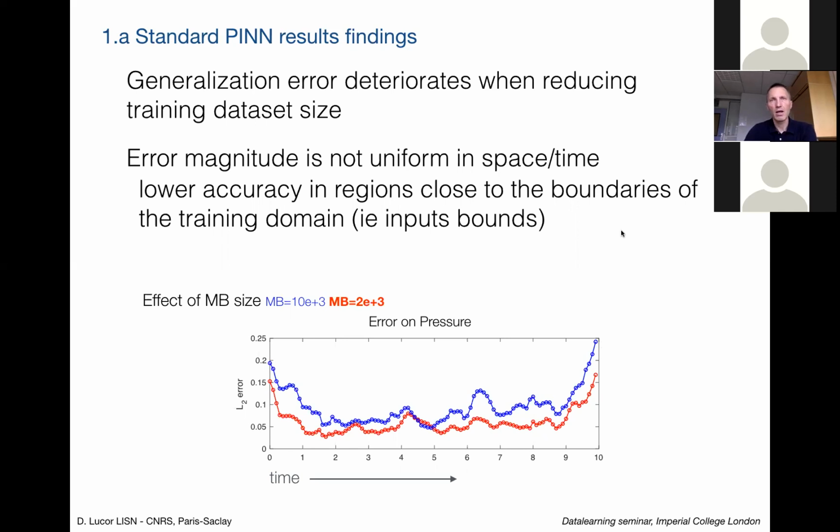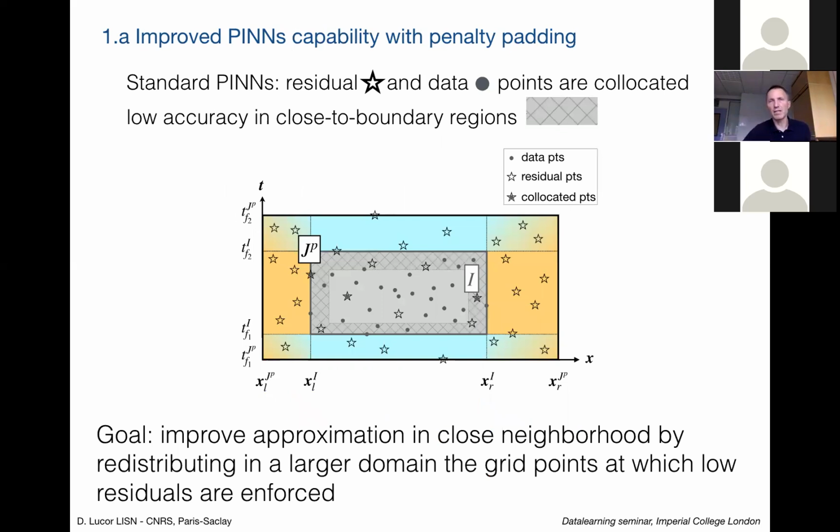So an idea we had was to use what we call penalty padding. Here I'm representing a very cartoon representation of this domain, both in space and time. I'm considering only one dimension in space, let's say X, and the vertical direction is time. We're trying to reconstruct our solution, our flow fields, within the gray box. And inside this gray box, we have data points where we collect data, and we have what I call residual points where we are trying to make the residual of the equation small. So the first thing is, because of the stochastic gradient descent, the way you're going to sample the points is random.